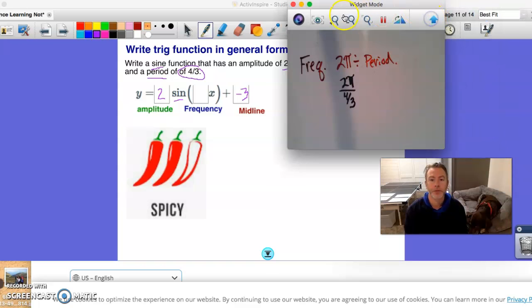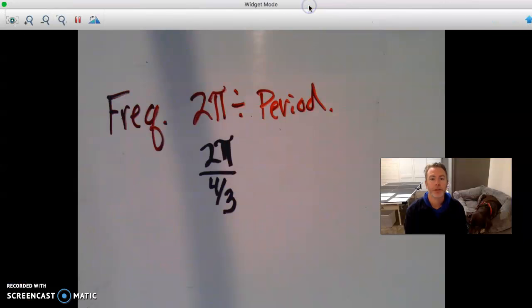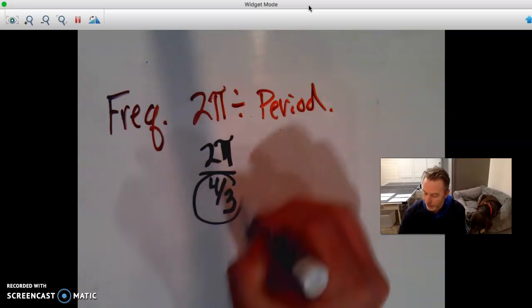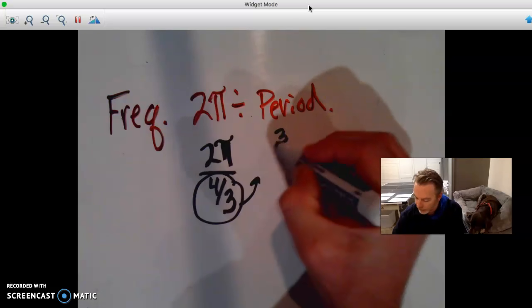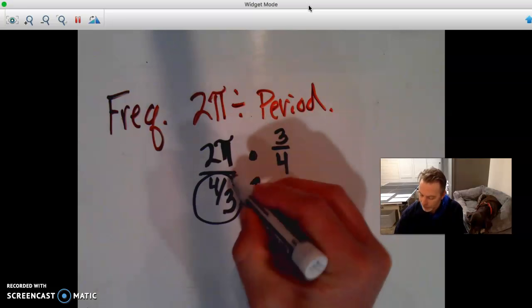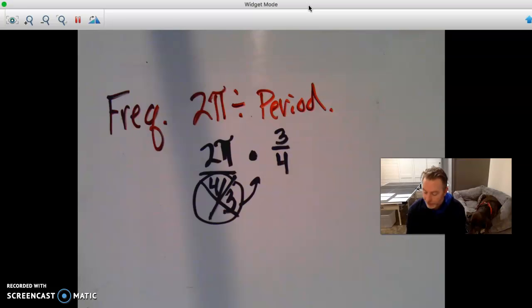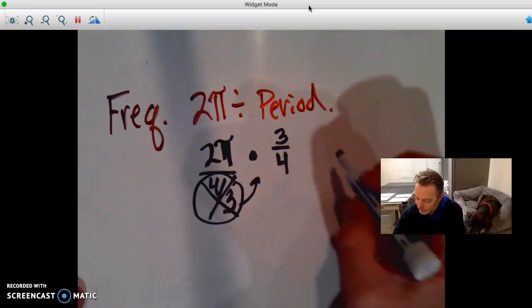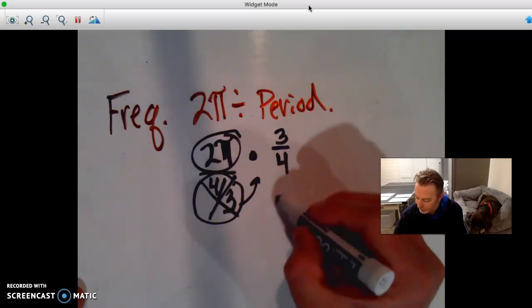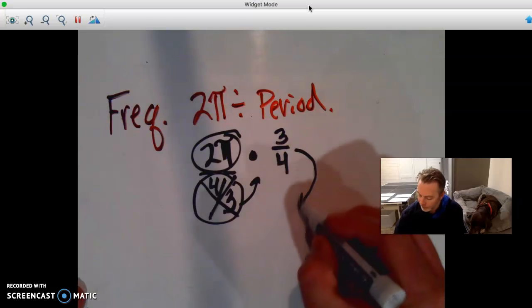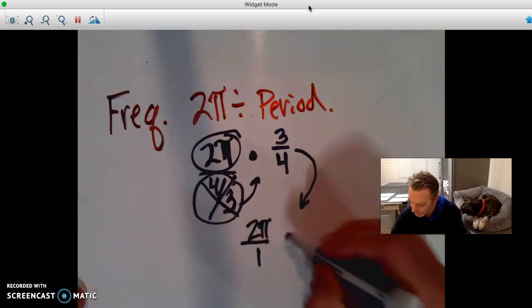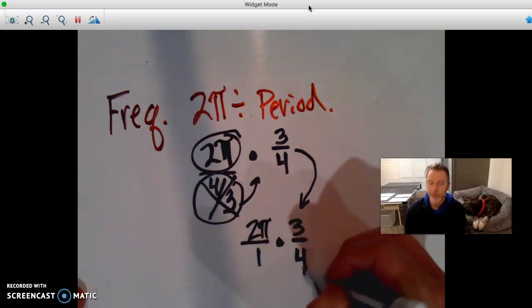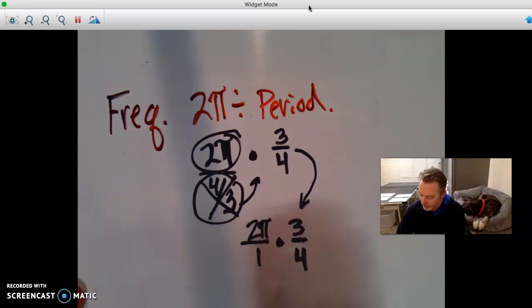Let's go full screen on this. We want to simplify this a little bit. What do we do? We don't cry, we invert and multiply. So we're going to invert this fraction and multiply it by the top. Now the top's not a fraction, no big deal. Let's just make this 2 pi into a fraction. So that's 2 pi over 1. We can always make it into a fraction. Times 3/4.